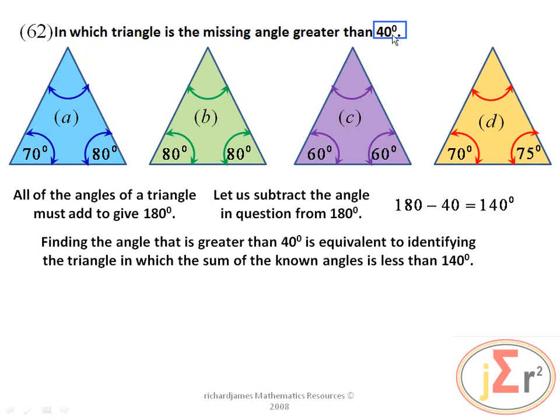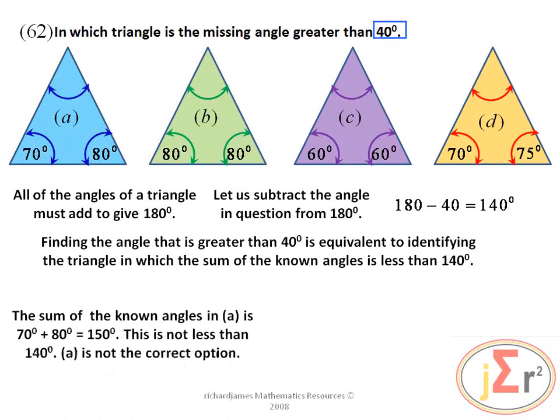So we have 40 degrees, and when we subtract that from 180 degrees, we are left with 140 degrees. Therefore, if the missing angle is greater than 40 degrees, the sum of the other two angles must be less than 140 degrees. And that is the argument that we are going to be using in order that we might end up with a speedy solution to the problem.